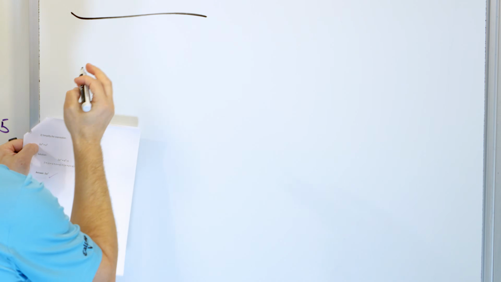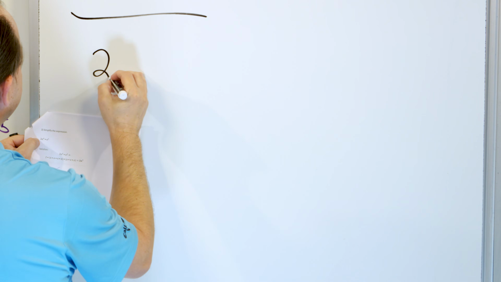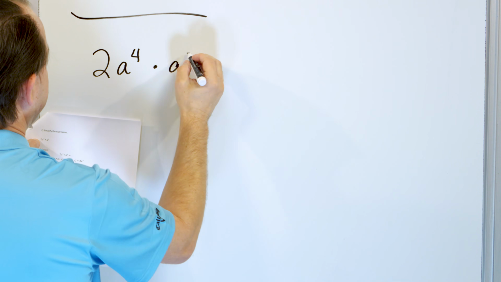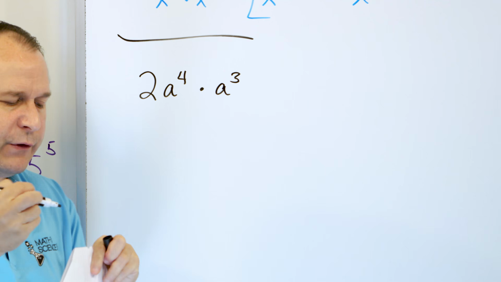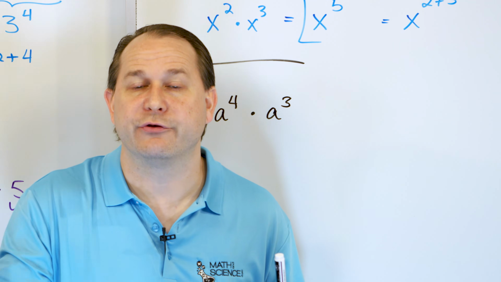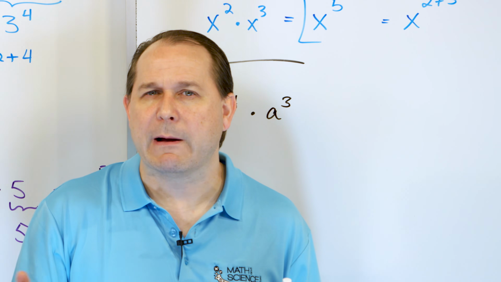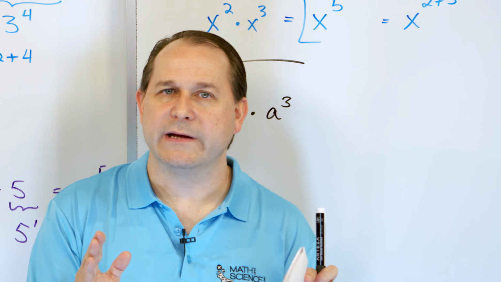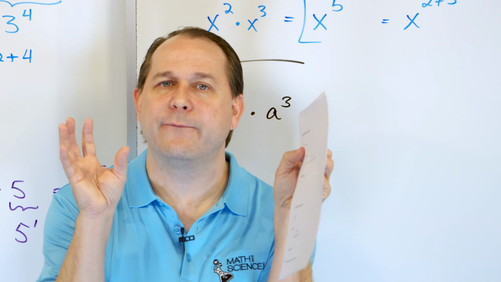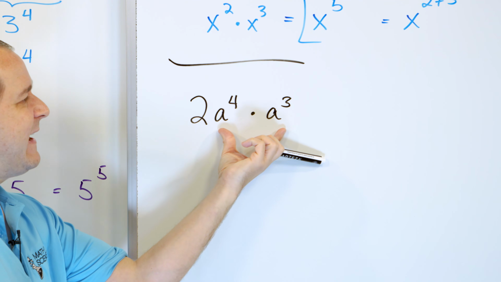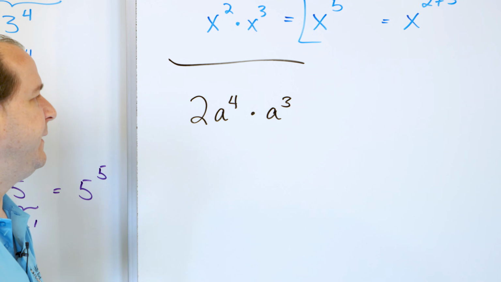Let's take a look at a slightly more complex problem. What about 2 times a to the 4th multiplied times a to the 3rd? Now, for the first few problems, I'm going to write all of the exponents out to show you what you're doing. But then after the first few problems, we're going to stop writing everything out and we're just going to use the rule. And the rule is we can add the exponents together if we're multiplying terms with exponents and the bases have to be the same. The bases must be the same.